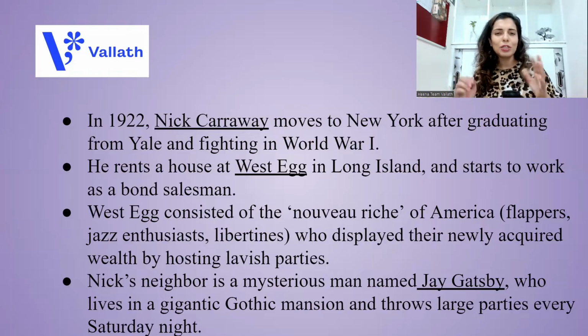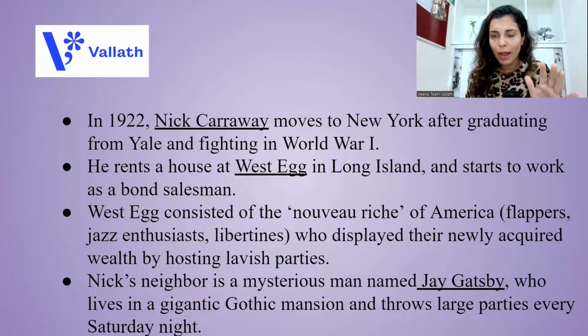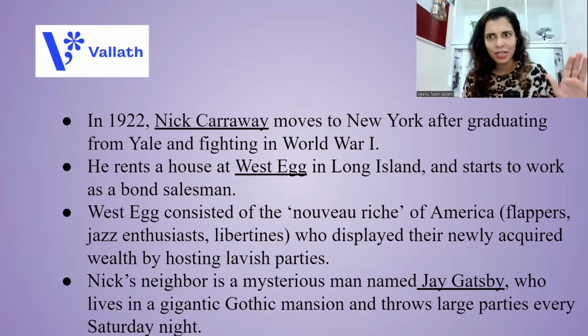West Egg consists of the nouveau riche of America, or the new rich, basically flappers, jazz enthusiasts, libertines, those people who have acquired money recently, who are not rich from the olden times, who do not have family wealth, they are self-made people. So West Egg part of Long Island, where this Nick has rented a house, consists of nouveau riche of America, who displayed their newly acquired wealth by hosting lavish parties.